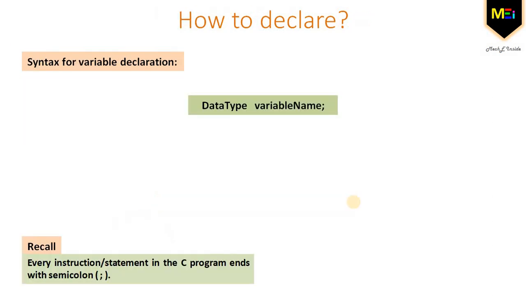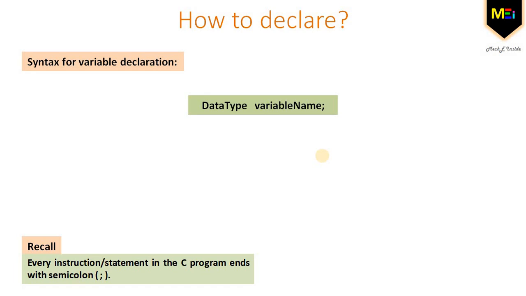As we know, we have to pass an instruction or statement which is understandable by the compiler in order to execute the program flawlessly. Let's have a look at the syntax. This is the syntax for variable declaration. Initially, you give the data type, then a space, then the variable name. We also need to recall that every instruction or statement in a C program ends with a semicolon. So following that, we end this statement with a semicolon.